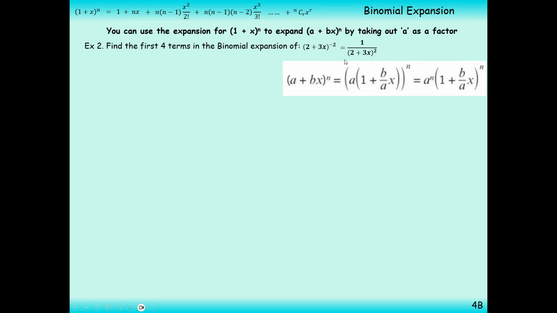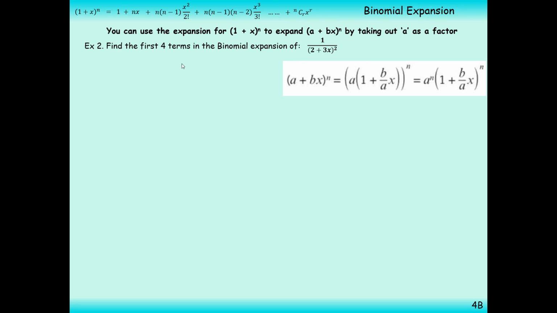In this question, we've been asked to calculate 2 plus 3x raised to the power minus 2. Right. So actually, this was the question, and this is how we rewrite it. Okay, so let's look at the next question.